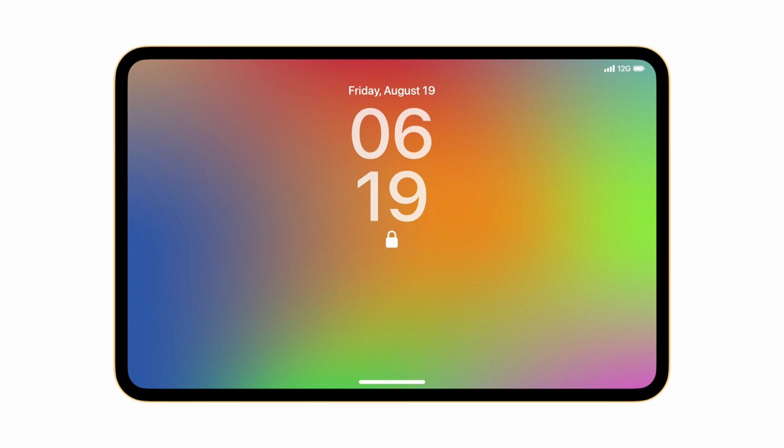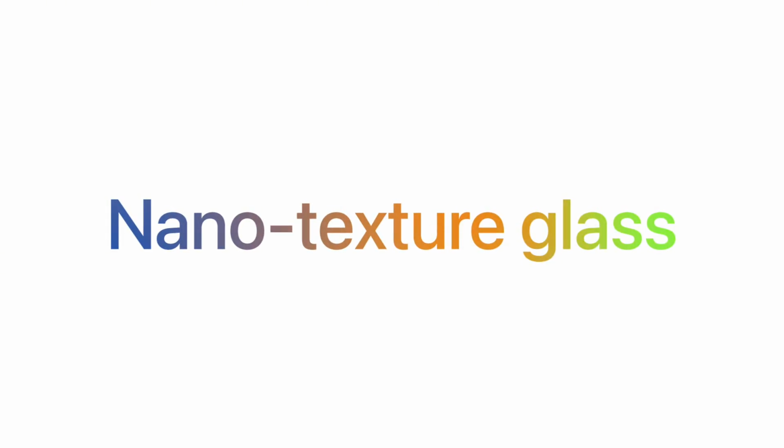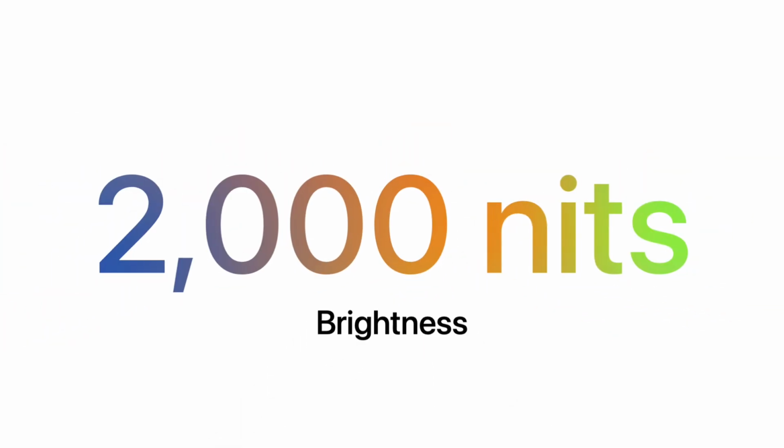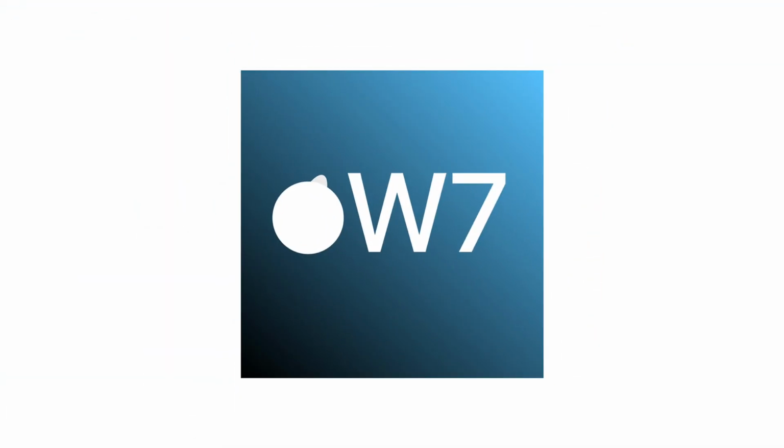CarPod 2 starts with a larger 8.4-inch display, which is larger than the original CarPod from last year. The new display features improved nanotexture glass, which is now more durable and less scratch-prone. And, it gets even brighter, now up to 2000 nits, the brightest ever for a CarPod or an in-vehicle display. Inside, CarPod 2 is powered by W7, the same chip from OrangeWatch V10.